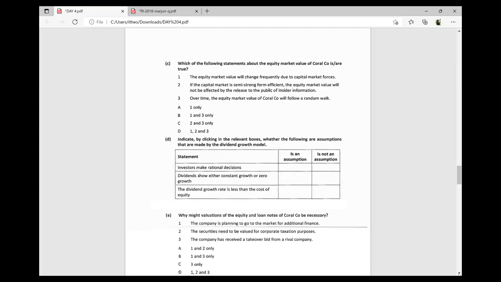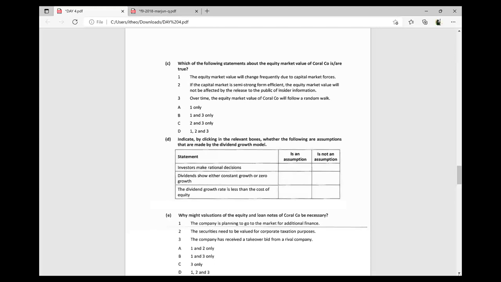So which of the following statements about equity market value of Coral are true? The equity market value will change frequently due to market forces. If the capital market is semi-strong form efficient, the equity market value will not be affected by the release of public or insider information. Over time, equity market value will follow a random walk. Now, the conceptual statements among all these three are just two. The others are general. You can answer them.